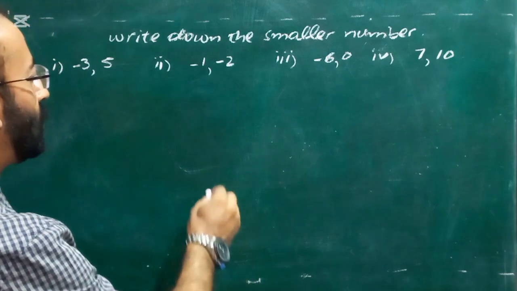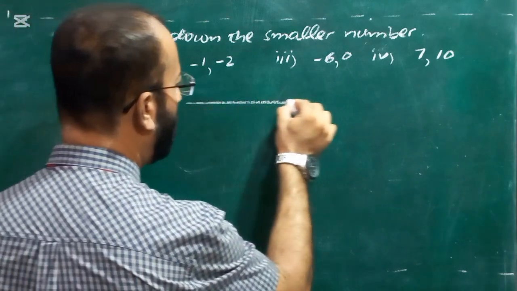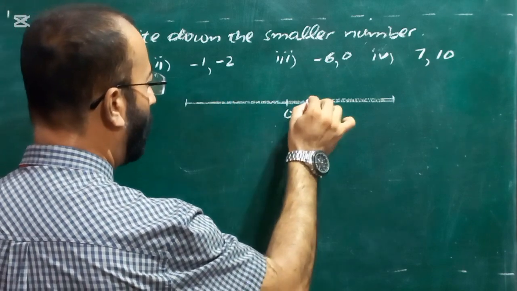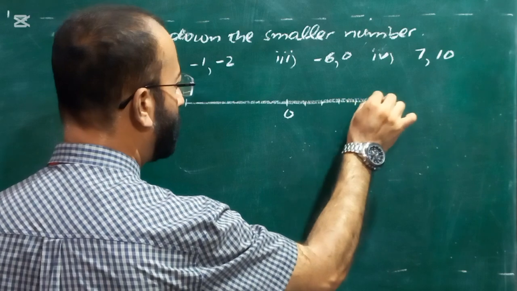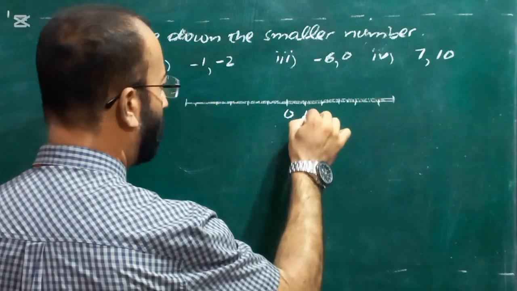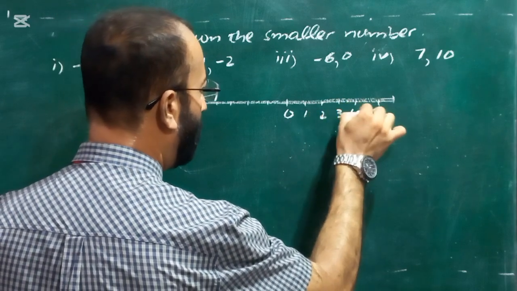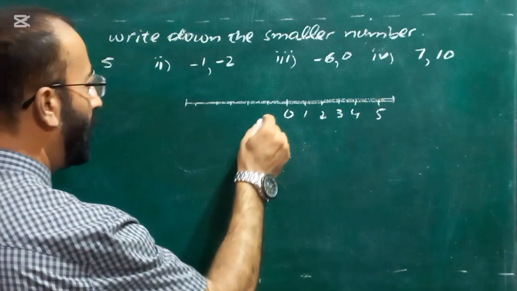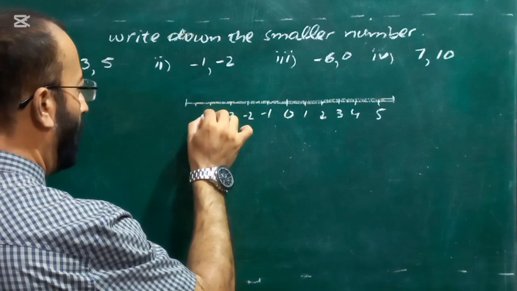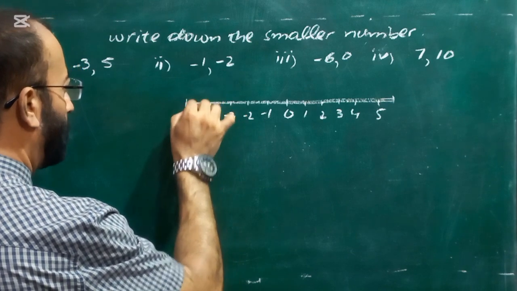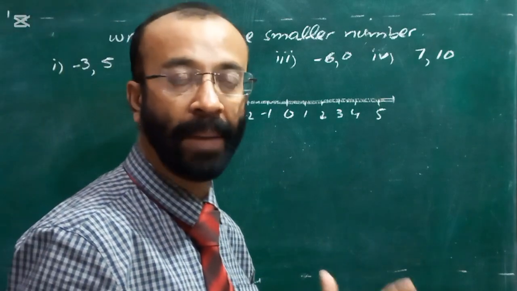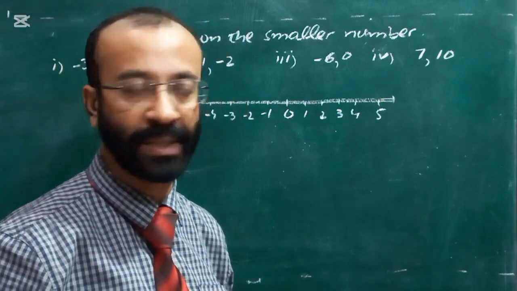So in these kinds of questions, you should understand the number line first. In the number line, 0 is in the middle, and on the right side we have positive numbers, and on the left hand side we have the negative numbers. So for example, 1, 2, 3, 4, 5 and so on. Here are -1, -2, -3, -4, -5 and so on. So this number line will help us to decide which one is the greater, which one is the smaller number.